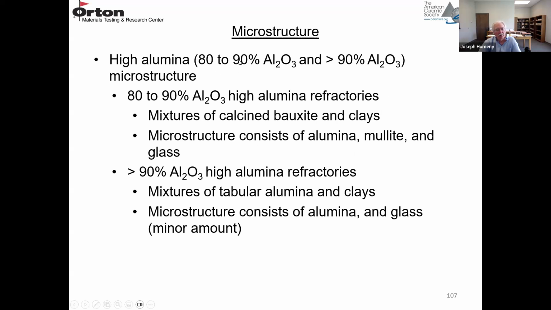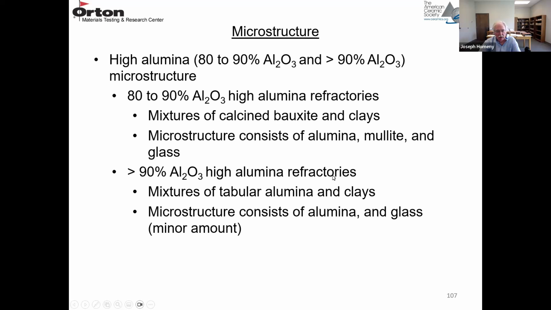And then materials up to 90% and even greater than 90% alumina, you're still going to have corundum, mullite, and glass. So 80, 90% Al2O3, calcined bauxites, and a minor amount of clay. You're going to have corundum, mullite, and glass.